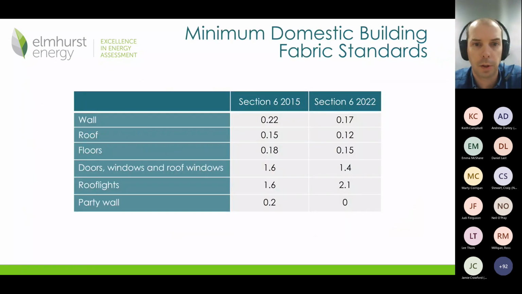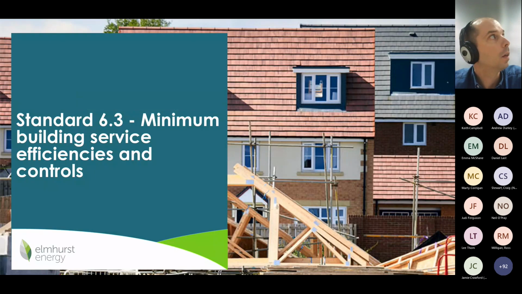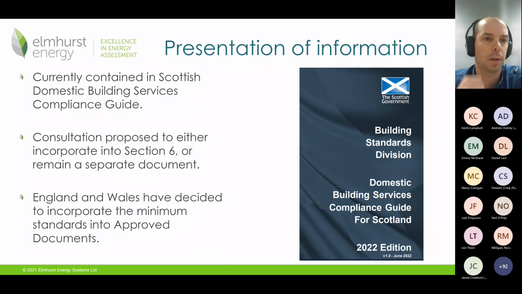Okay. So just to summarize, Section 6 2015 standards on the left, Section 6 2022 standards for all types of work on the right. Now, minimum building service efficiencies and controls. Currently, they are contained in the Scottish Domestic Building Services Compliance Guide.